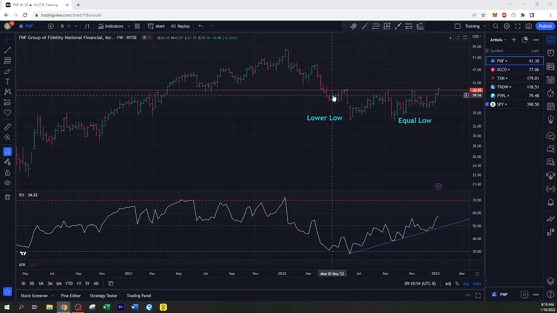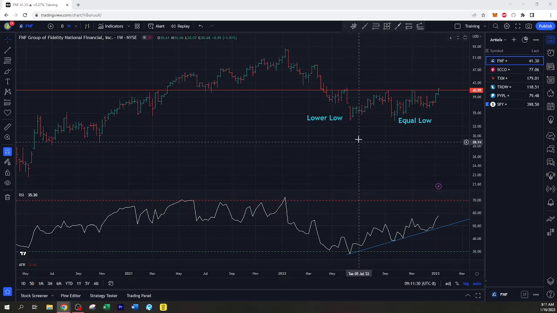Here's an example for you. We're looking at the chart of Fidelity National Financial, FNF. Throughout 2022, we see our peak here in January, and we get a lower low here in February, a lower low here in April, and then a lower low again in June. Price then trades a little bit higher until the end of September, and we see another pullback down into October, making our equal low.